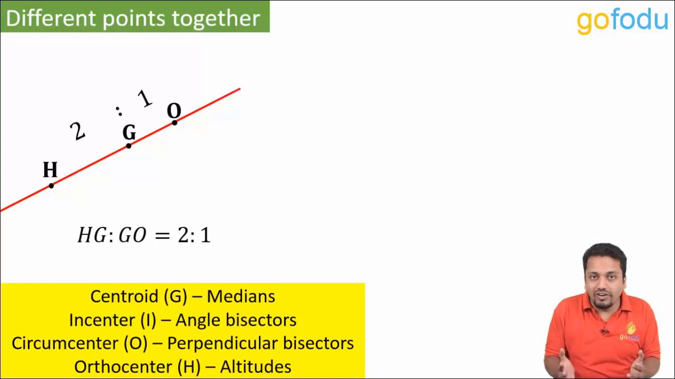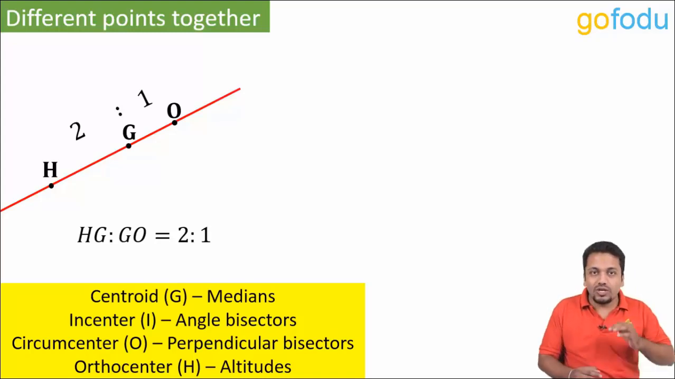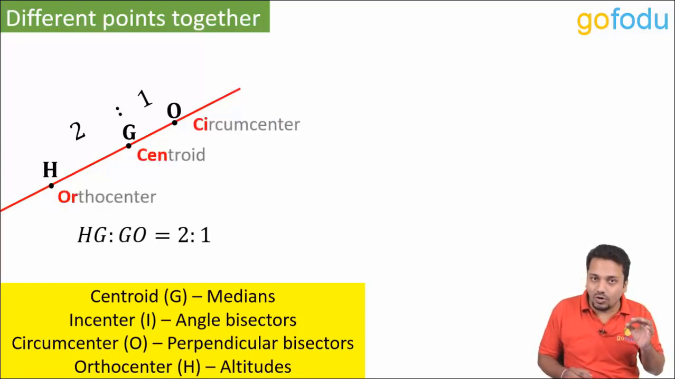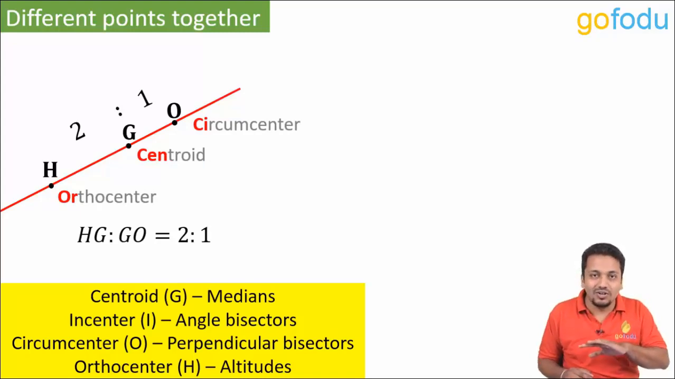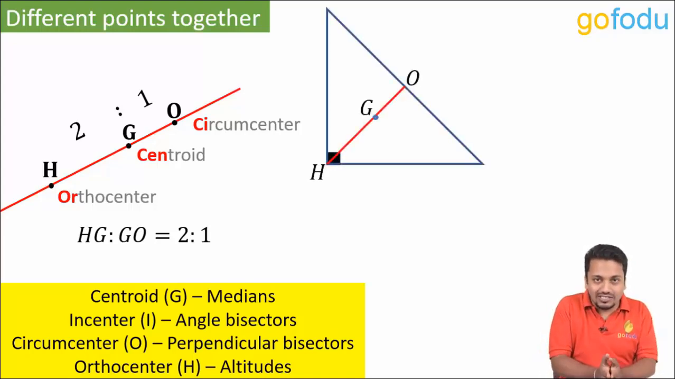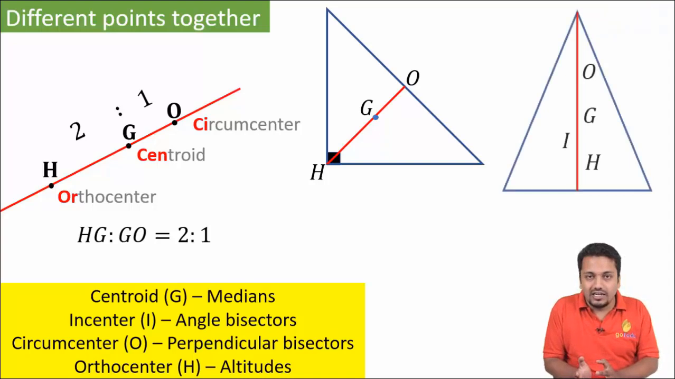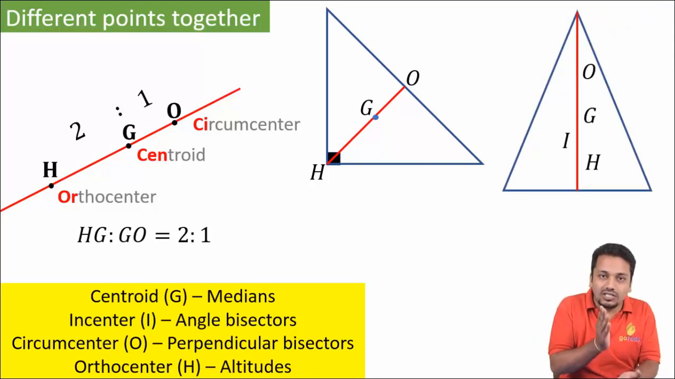To remember who divides whom in the 2:1 ratio, you can simply remember the word ORS and C: orthocenter, centroid, circumcenter. Now in a right triangle, this Euler's line is the same as the median on the hypotenuse. In an isosceles triangle, even the incenter lies on the same line, and the line is the same as the axis of symmetry of the isosceles triangle.